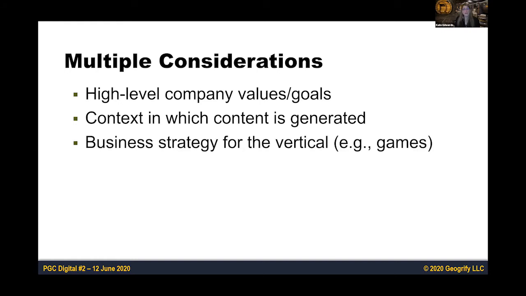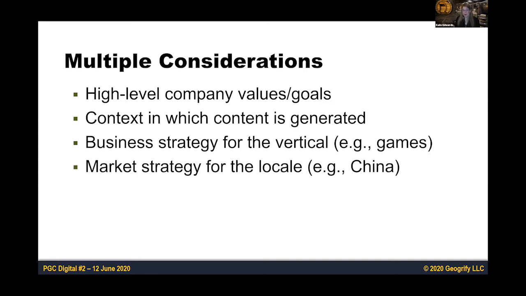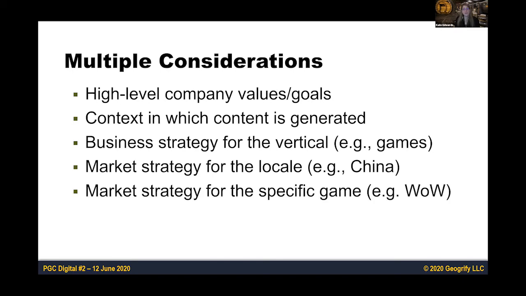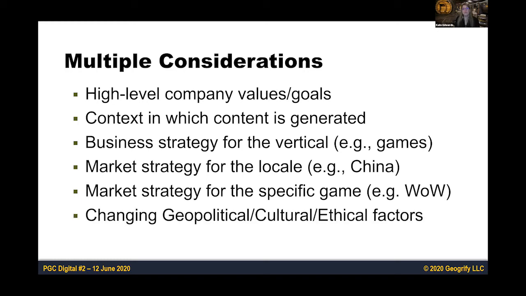The other thing is the business strategy for the verticals. This is really relevant for large companies like Microsoft and Sony, where they make other things other than games. Then there's market strategy for the locale, because a lot of companies may shift their strategy depending on the market, because a lot of markets are different. Trying to sell games in China is vastly different from trying to sell games in Saudi Arabia versus Brazil versus the United States. The market strategy for a specific game is also important. And then also the changing geopolitical and cultural and ethical factors, because the world is very dynamic. As we all know, the last few months have shown us this very starkly.